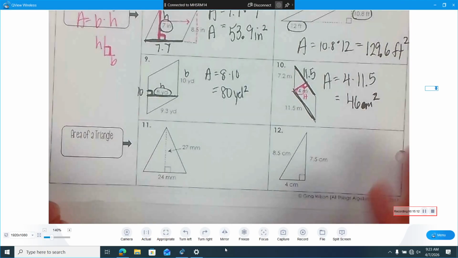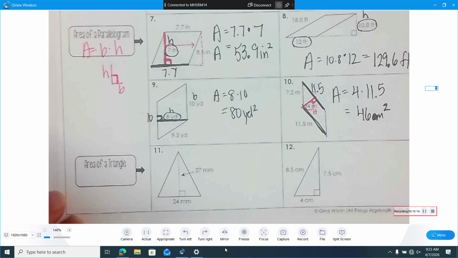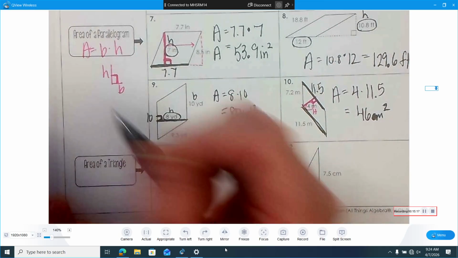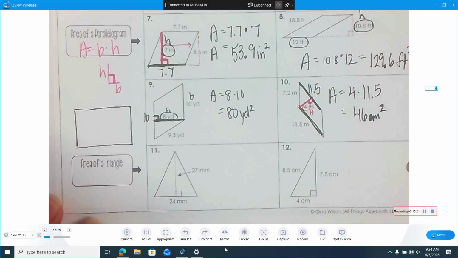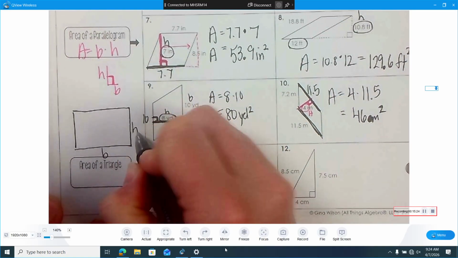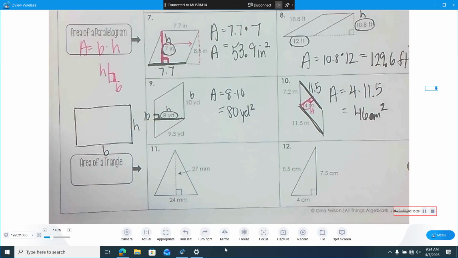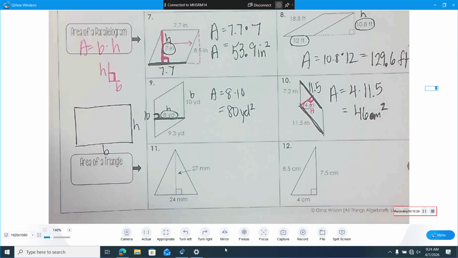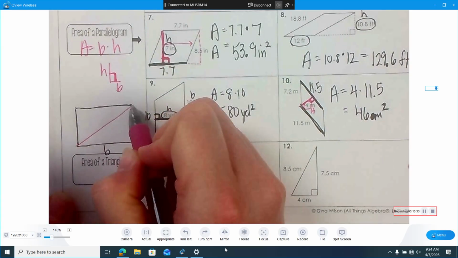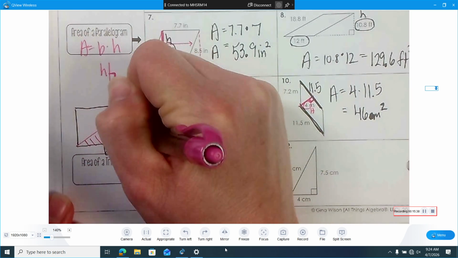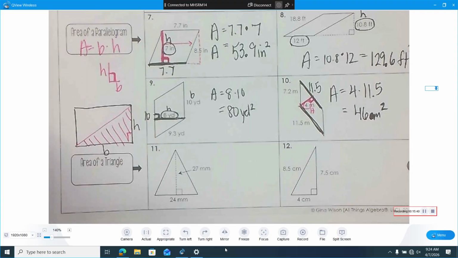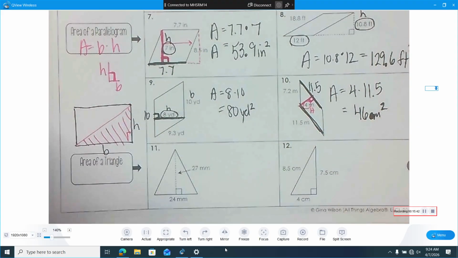What do we have? Ooh, okay. Area of a triangle. Area of a triangle. If I have a rectangle, and I know that area of a rectangle is base times height, but I only want a triangle, and maybe my triangle looks like that. So I want just the area of this triangle. How would we be able to figure out the area of this pink triangle?